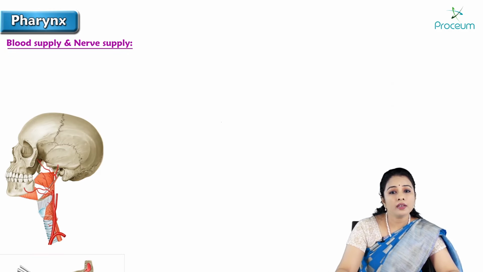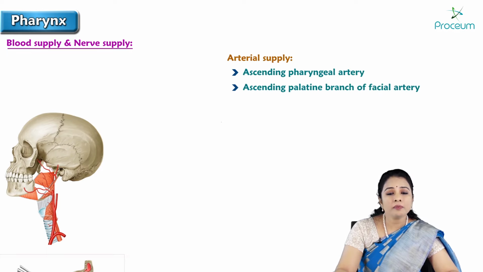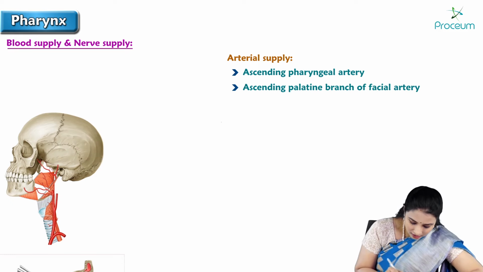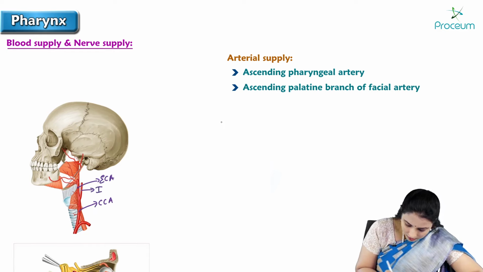Blood supply and nerve supply of pharynx. Arterial supply, ascending pharyngeal artery, ascending palatine branch of facial artery. So, ascending pharyngeal artery is a branch of external carotid artery. So, here is the common carotid which terminally divides into external carotid artery. Here is the internal carotid artery, and the direct branch from the external carotid supplying the pharynx is the pharyngeal branch.